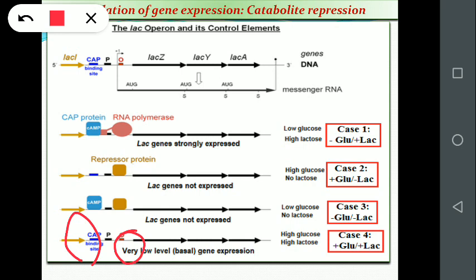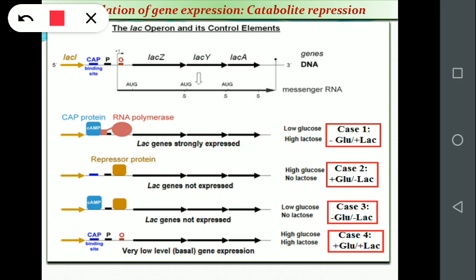Because of that low concentration, whenever we add lactose to the medium, a small quantity of lactose enters the cell, and that lactose is converted into allolactose by the small amount of beta galactosidase. So this is the original process that takes place.